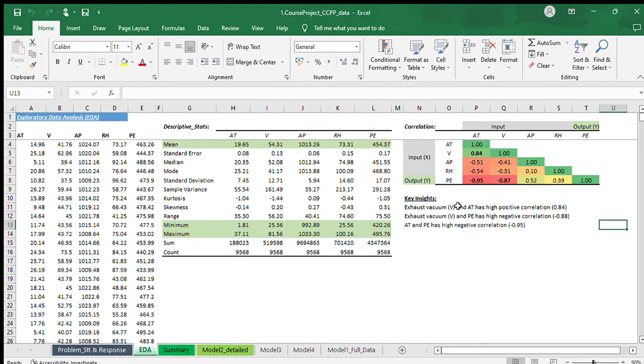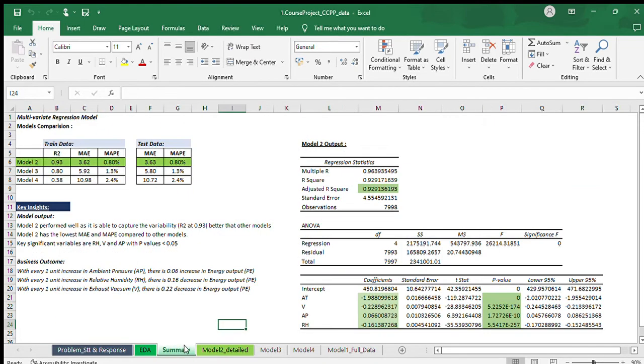and the output variables. What we see is that the exhaust vacuum and the AT have a high positive correlation of 0.84. The exhaust vacuum and the PE have the highest negative correlation of minus 0.88. AT and PE have a high negative correlation of minus 0.05.